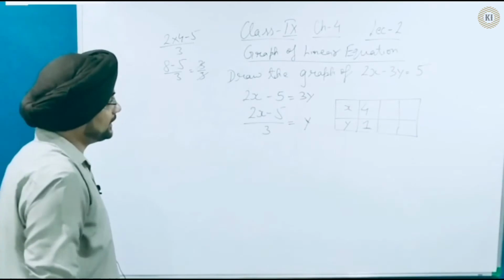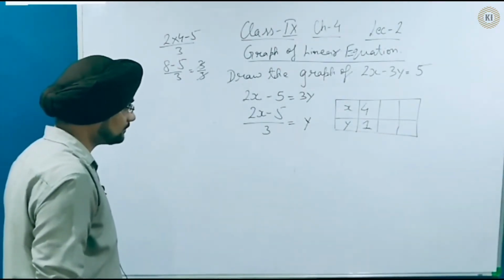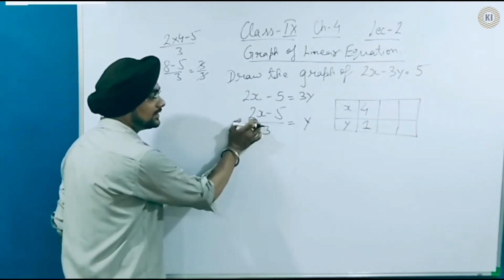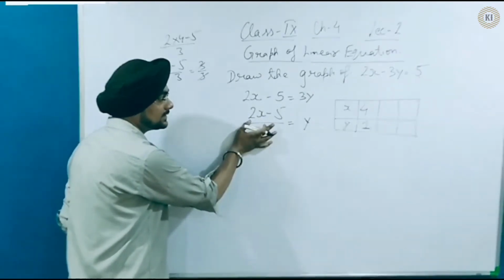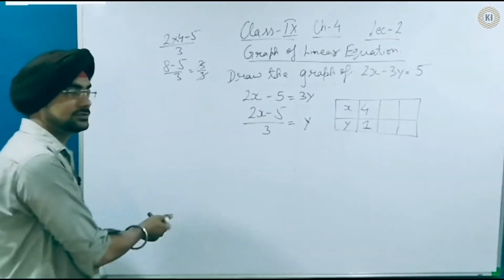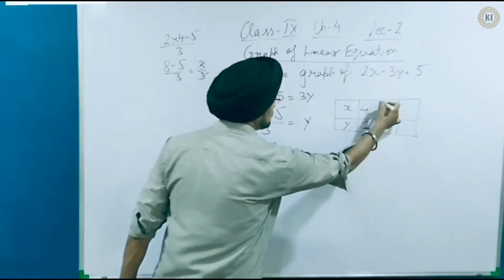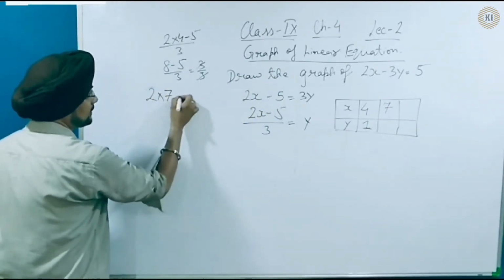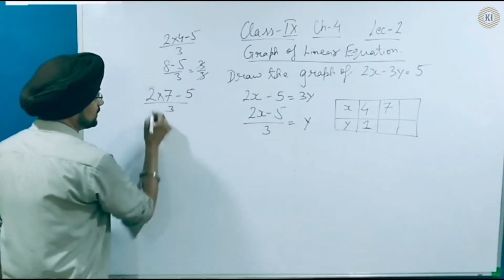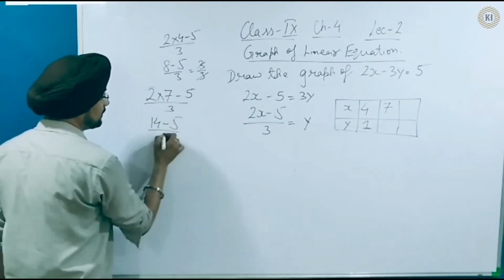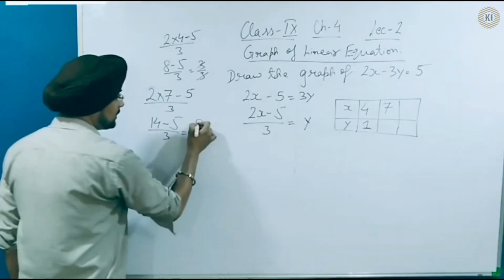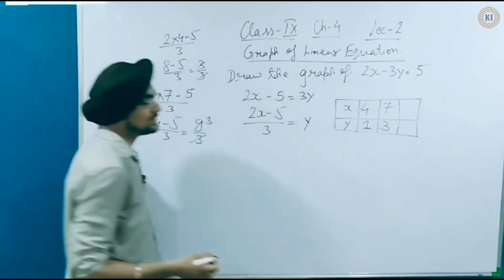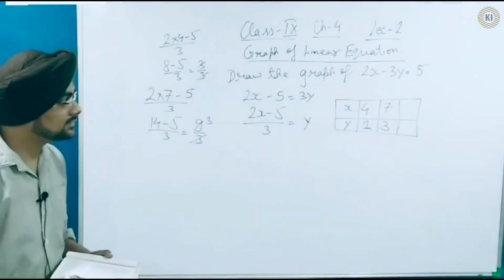Now suppose we take the value as 7. So 2 into 7 minus 5 upon 3. 2 into 7 is 14, 14 minus 5 is 9, and 9 upon 3 will be 3. If we take the value of x as 7, the value of y is coming as 3.